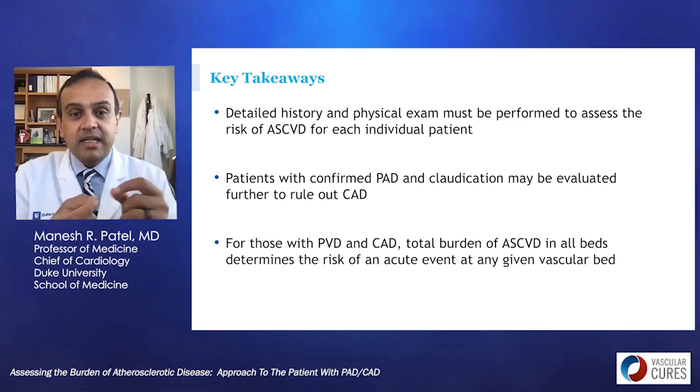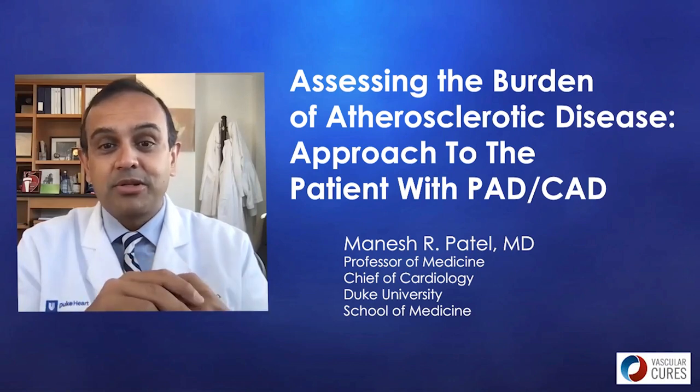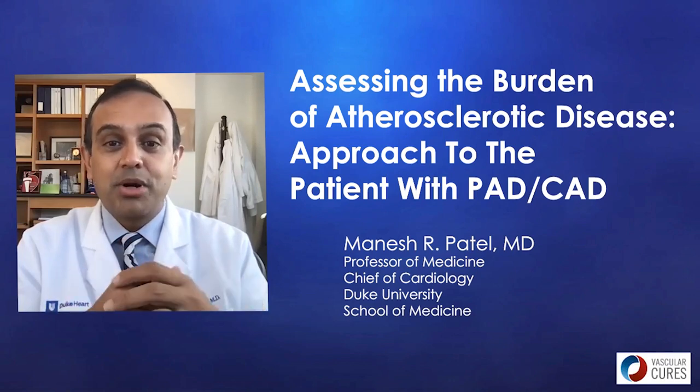But that key exam with an ABI and risk factors will help you understand if the patient has claudication, to rule out vascular disease in patients with PAD, and those with polyvascular disease, recognizing there are a lot of proven therapies that they need. So thanks for paying attention to this session on atherosclerotic cardiovascular disease and how to assess the burden in our patients.